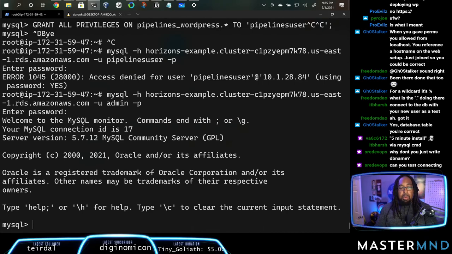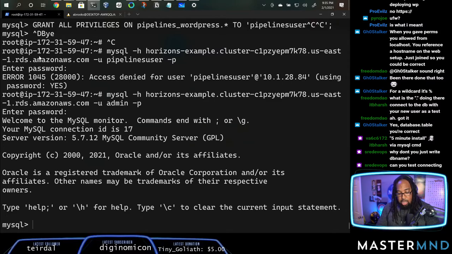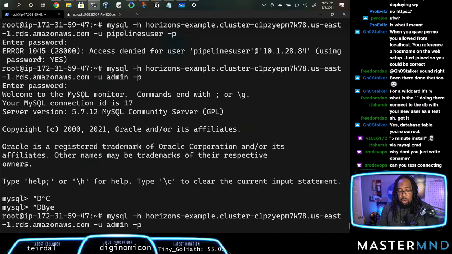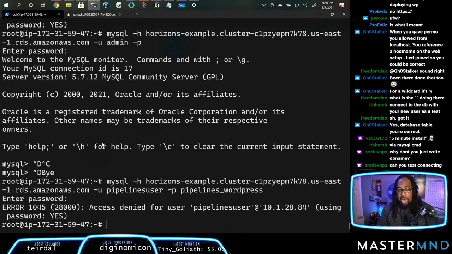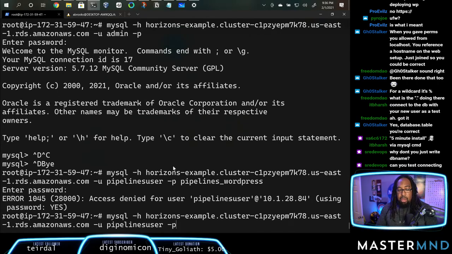Why can't you write the DB name? We have written the DB name. Okay, I see what you mean. Yeah, I need to do that actually. So that one didn't work because I didn't try to connect to, what's the DB name? The DB name is pipelines WordPress. Access denied. So we cannot connect via that name. Hold on.